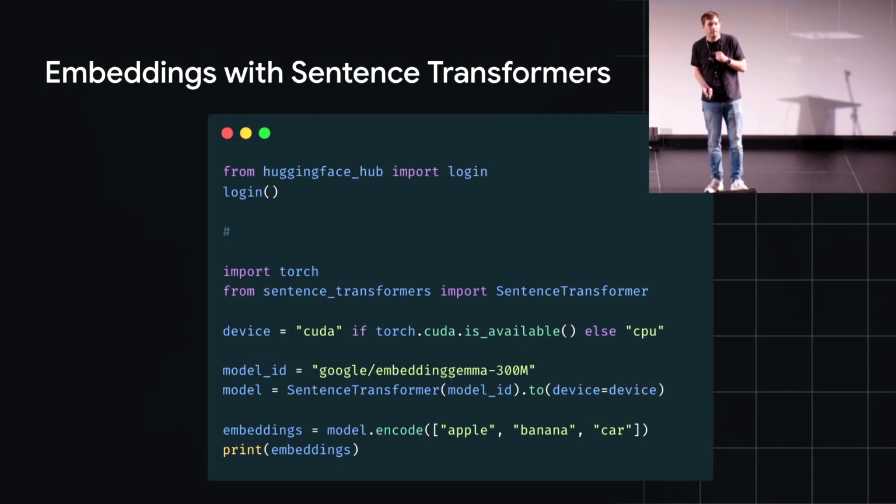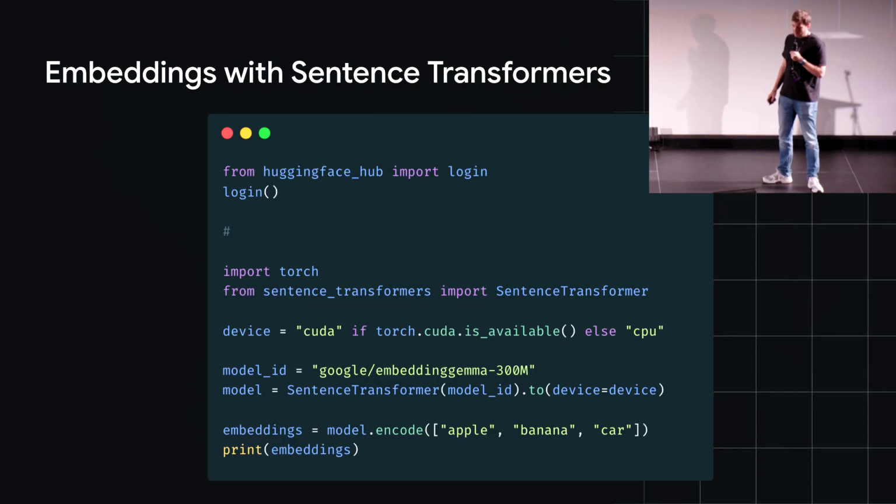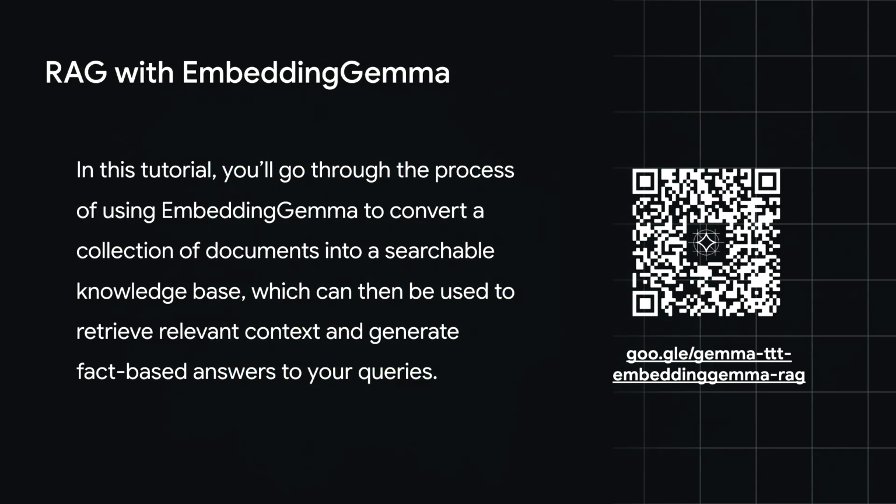And yeah, this is one code example of how you can run it. It's available on all the typical platforms like Ollama and llama.cpp. This is the example with Hugging Face and the Sentence Transformers library. And we also have a cookbook if you want to see a code example that walks you through this step-by-step to build a RAG system with EmbeddingGemma. I'll leave it here for a few seconds if anyone wants to scan.